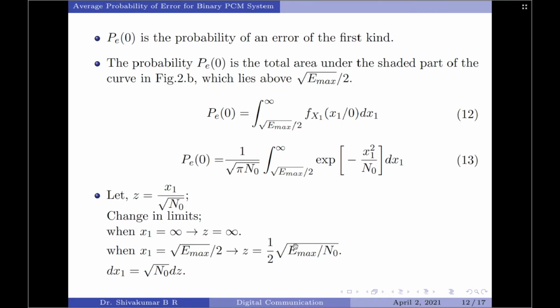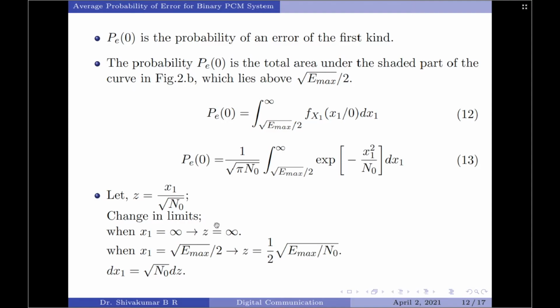That is what is given here. So it's 1 by 2 into root of Emax by n0. Lastly, to find dx1, I simply have to differentiate this equation. So dz divided by dx1 is equal to 1 divided by square root of n0. So therefore dx1 is equal to square root of n0 multiplied by dz.